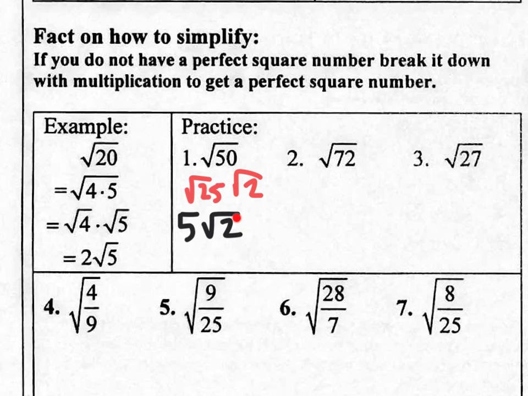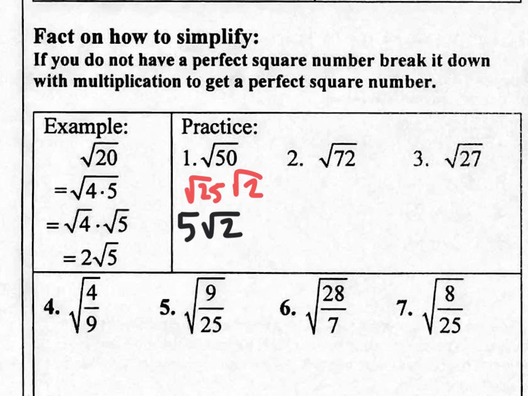Now, of course, you're supposed to try to break this down further, but you can't. The square root of 2 is as simple as it gets. And yes, technically it's still an irrational number. Okay, if you were to do square root of 2 on the calculator times 5, you're going to get a long, crazy decimal that has no pattern, that continues forever.